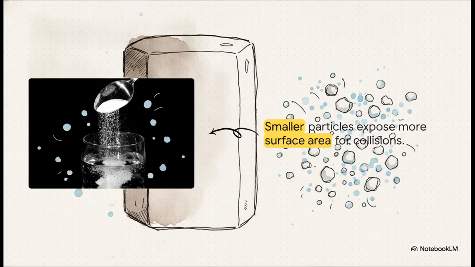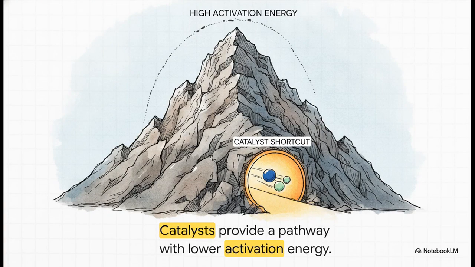Think about dropping a solid, giant block of sugar into water. The water can only collide with that outside layer of the sugar. But if we crush that sugar into tiny granules first, we expose vastly more surface area. Smaller particles mean more exposed area, which creates tons more opportunities for those vital, effective collisions to happen all at once. Finally, we have the ultimate shortcut, catalysts.